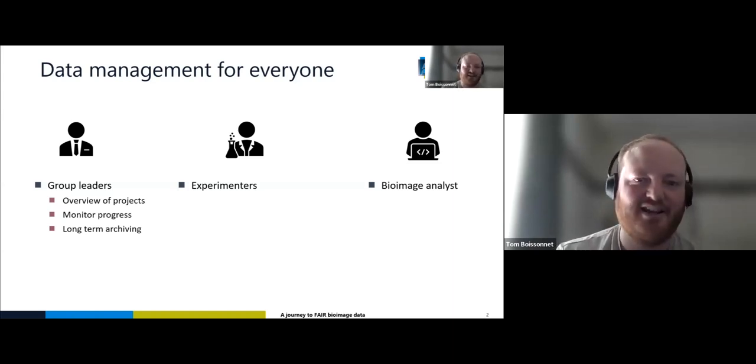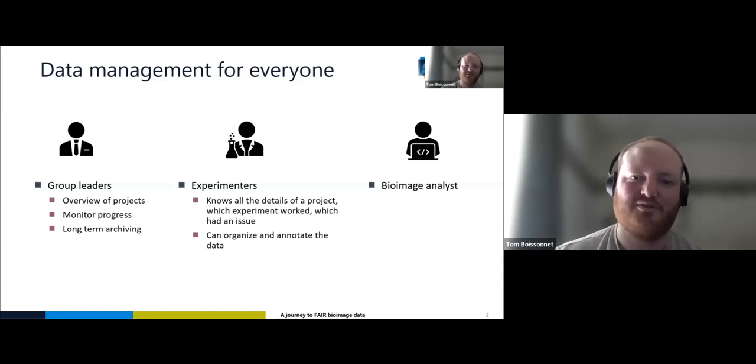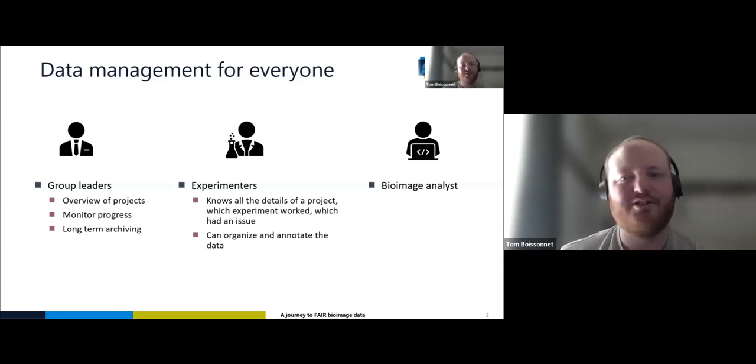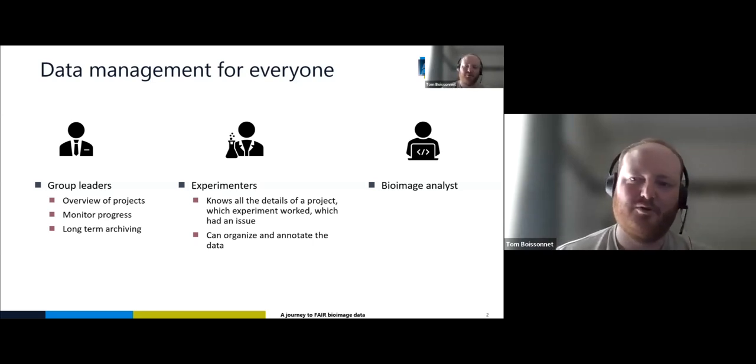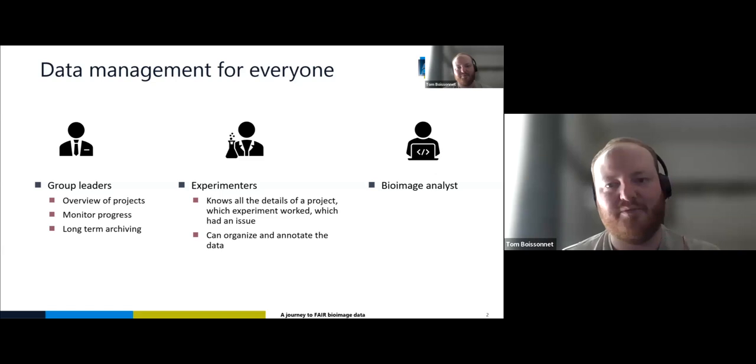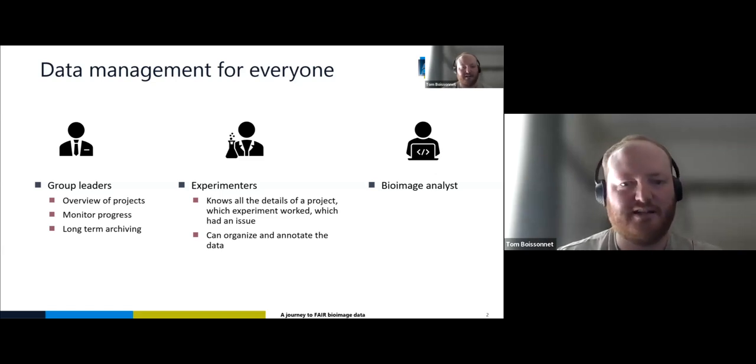Second, I list the experimenters. They are the people who know all the details about the different projects. They would know which experiment worked, which had an issue, and they take notes to remember, in their lab notebooks, either in physical form or electronic. And so they are the ones able to do the data organization, also the data annotation, so that other people in the lab know what has been going on at the bench.